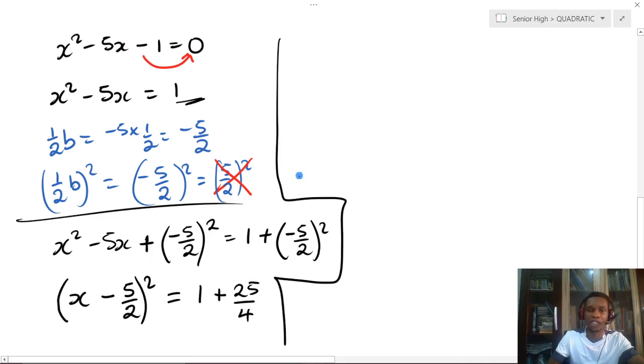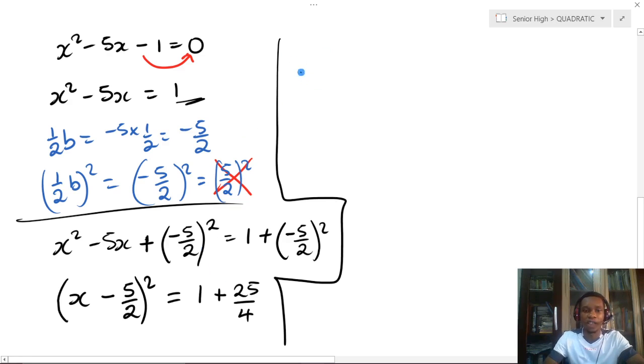Please, if you're confused at any point in what you are solving, go back to the first video. I explained everything about completing the square from beginning to end. I made sure I went into detail in the explanation. So today I'm just solving questions.